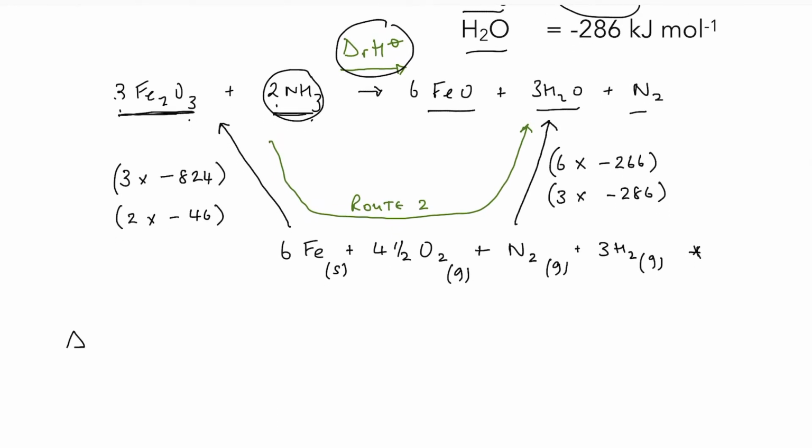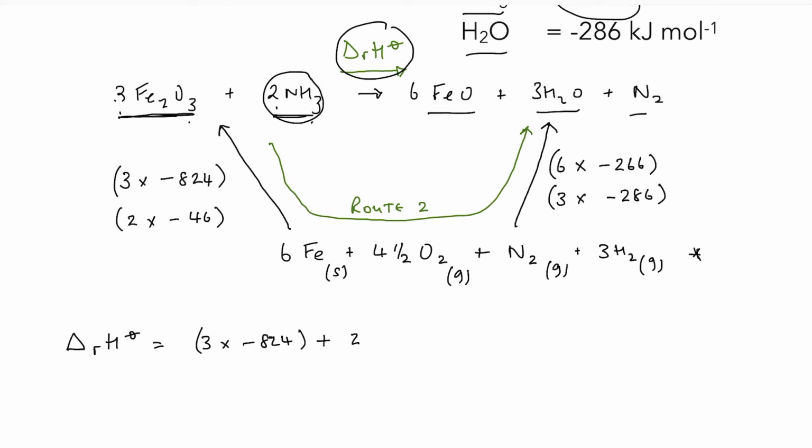So this is the foolproof method, delta RH. First thing you do is you write down the numbers in the order that you have them on your arrows. So it's going to be 3 times minus 824. You put a plus sign between each, it's going to add them all together, plus 2 lots of minus 46, plus 6 lots of minus 266, plus 3 lots of minus 286. Okay, don't get your calculator out yet.